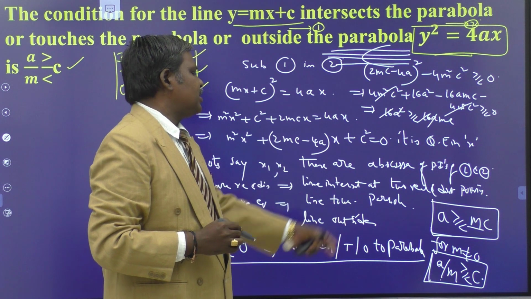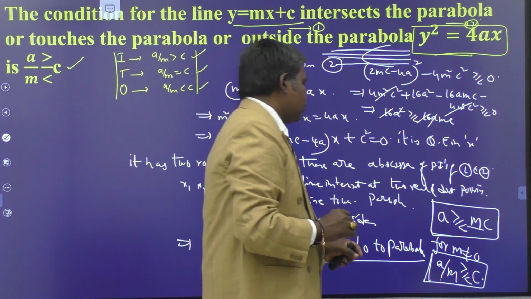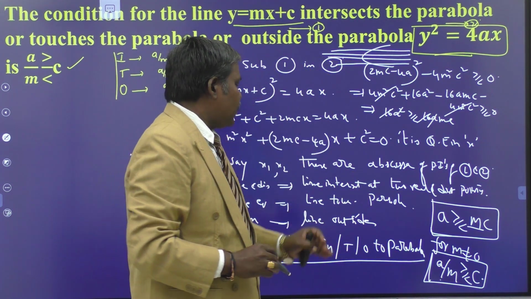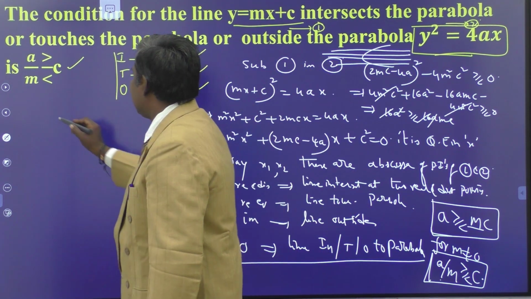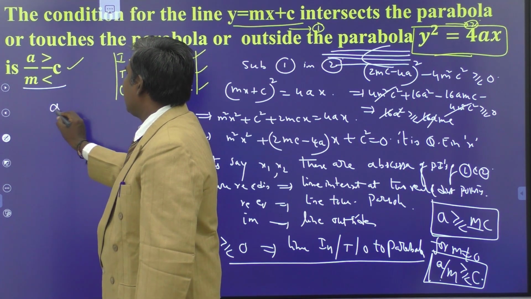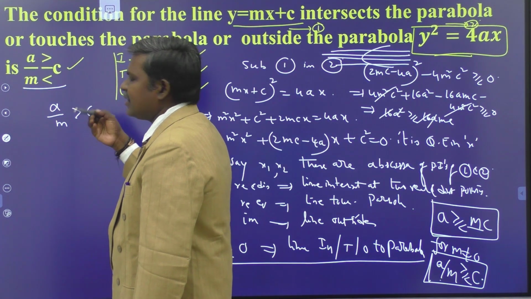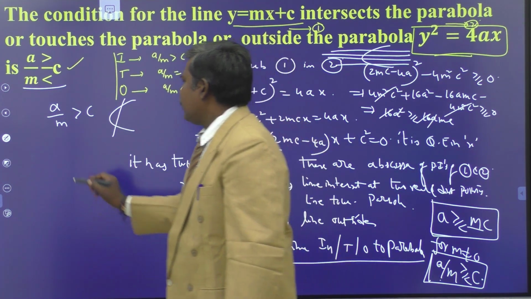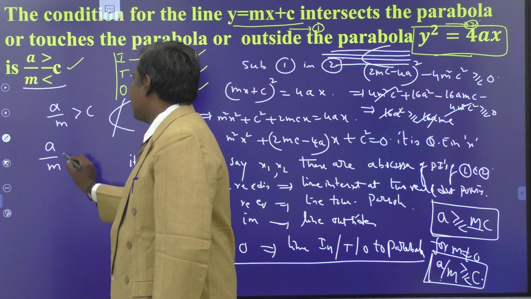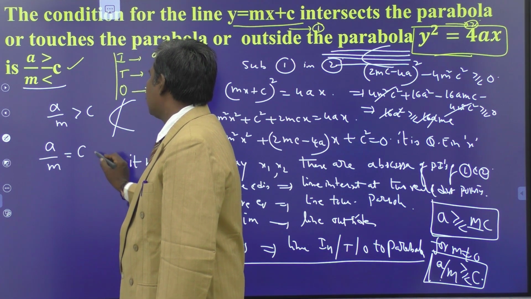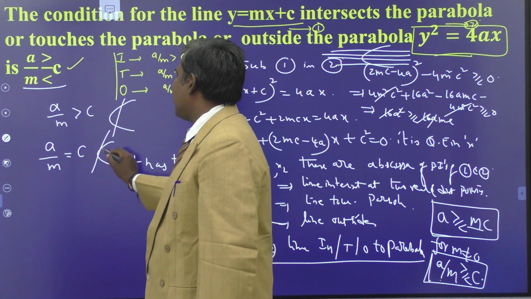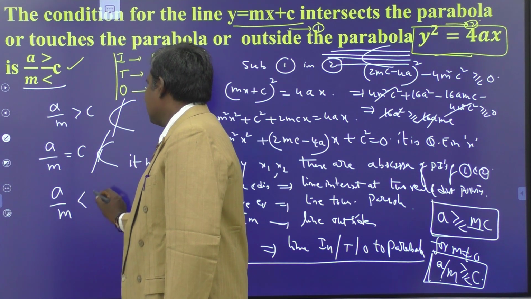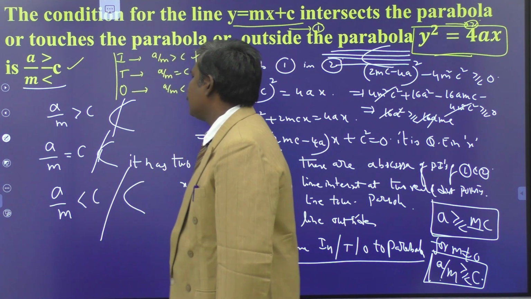So m equal to 0 is a special case, and except m equal to 0, we get the condition a by m greater than, equal to, or less than c. For a by m greater than c, the line intersects the parabola at two real and distinct points. If a by m is equal to c, a very important condition we obtained, then the line touches the parabola at exactly one point. If a by m is less than c, then the line is completely outside the parabola.